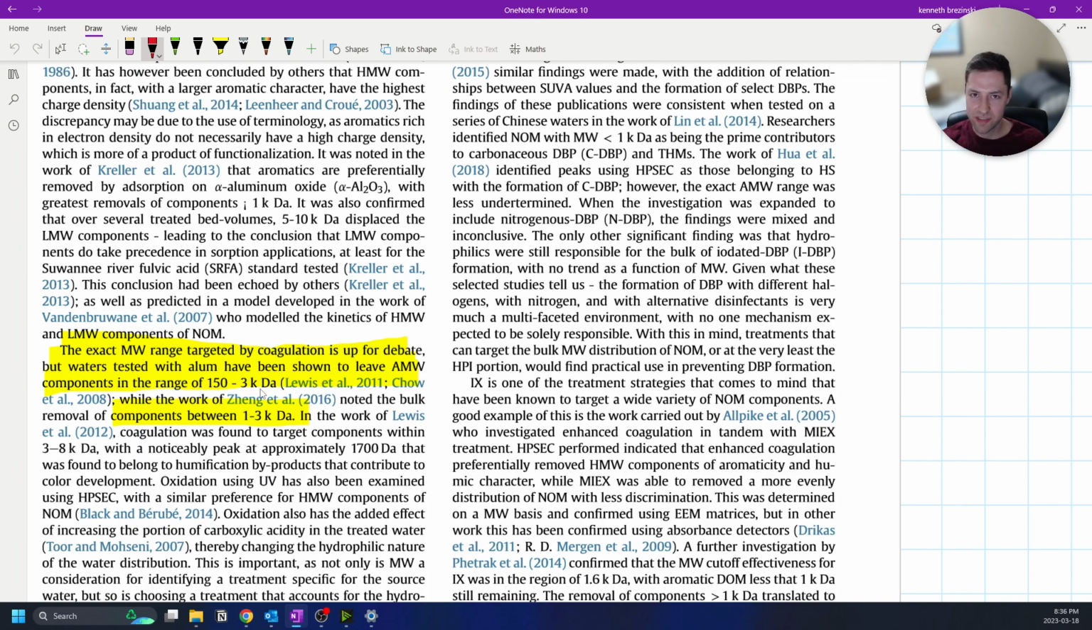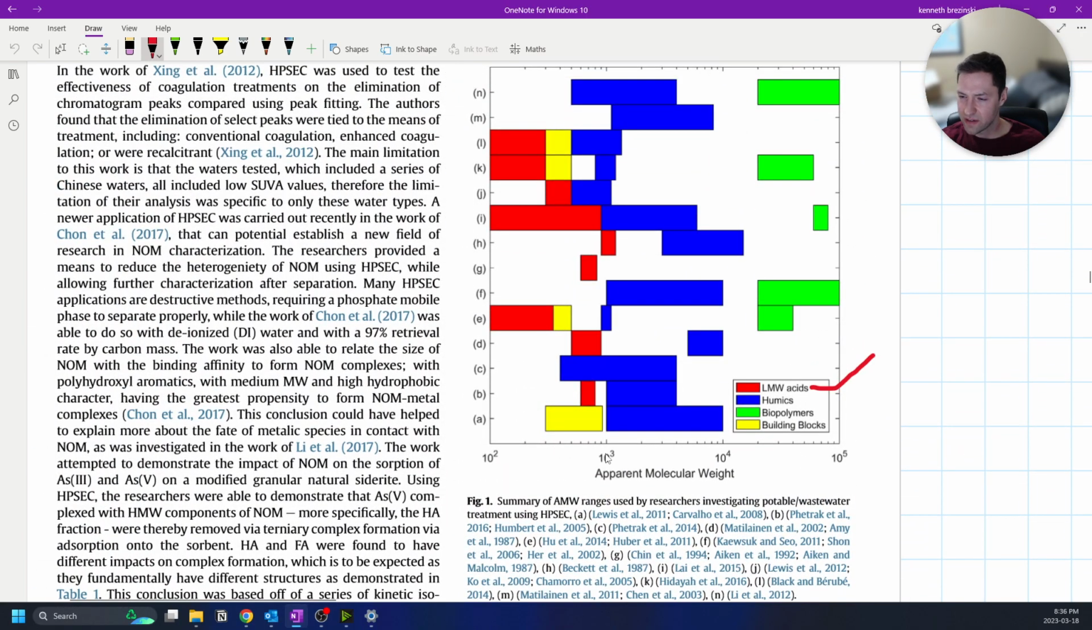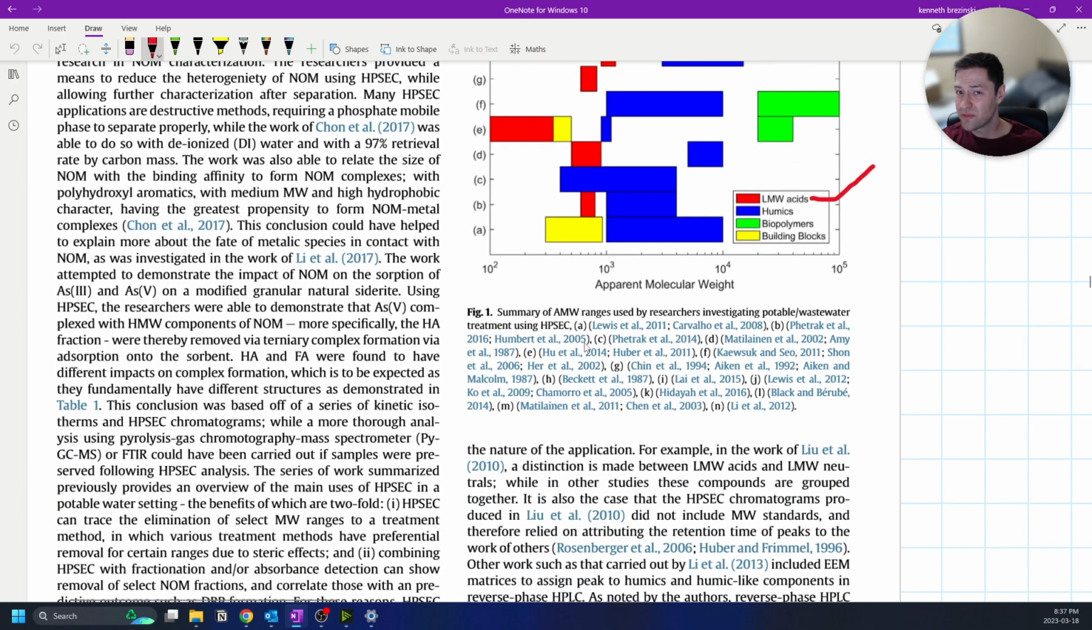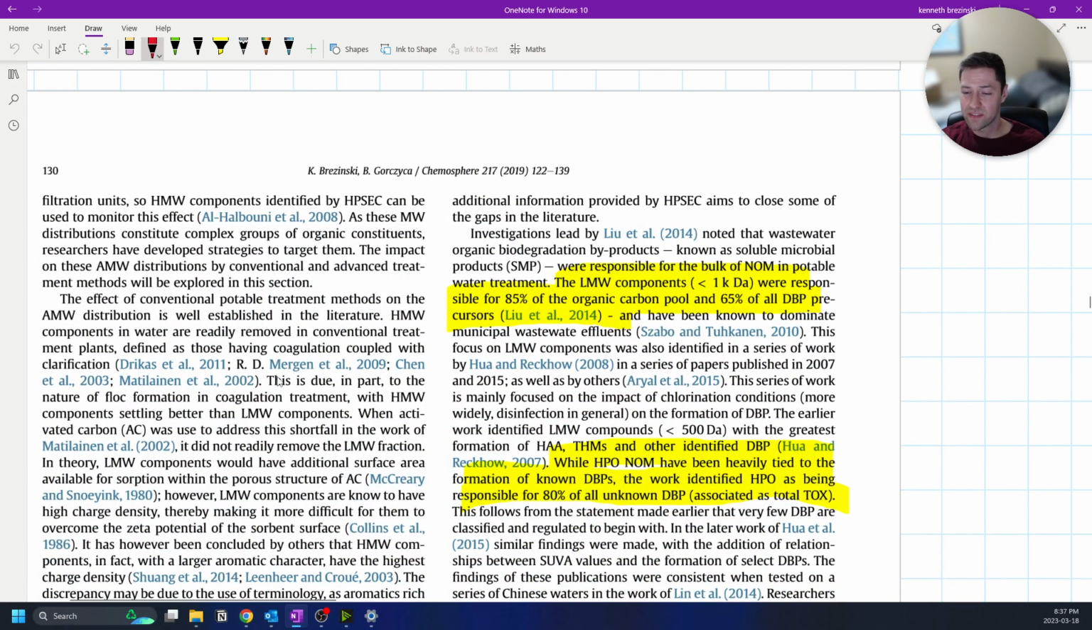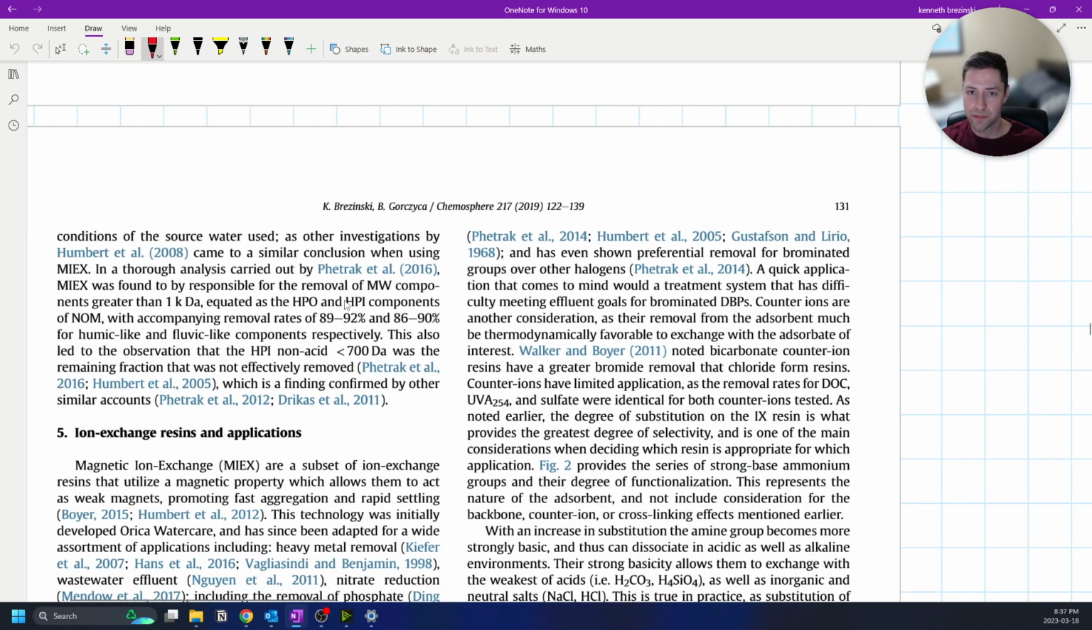nanofiltration or ultrafiltration system. And also, even this work by Zhang et al. 2016 noted that the bulk of the removal was between this 1 to 3K dalton range. So 1 to 3K dalton is right between here, 1, 2, 3. So this bulk range right here, right? Even coagulation is really targeting a big subset of the humics as well. And that's the reason why even treatment with coagulation, which tends to be fairly cost effective, does remove a bulk of the natural organic matter along with the formation of disinfection byproducts, which is good.